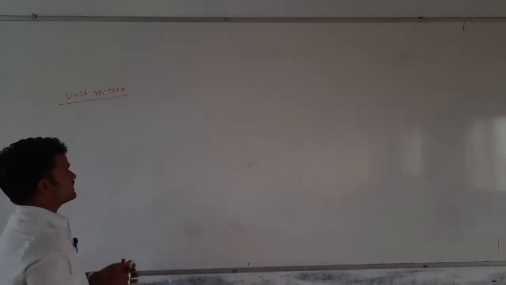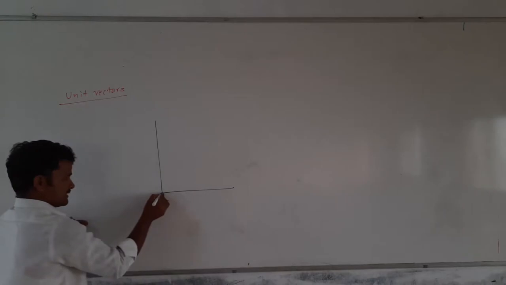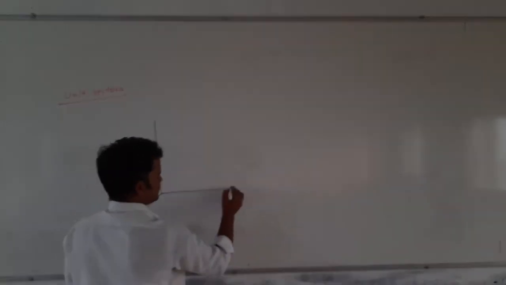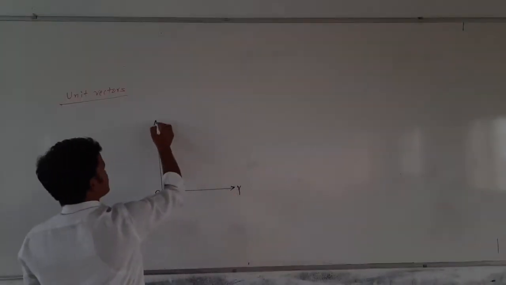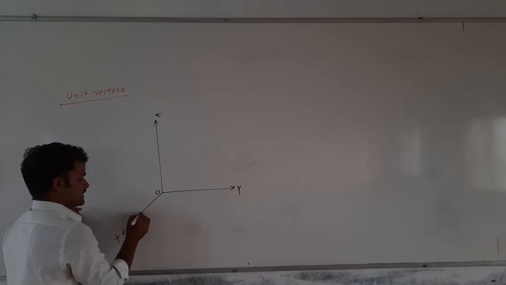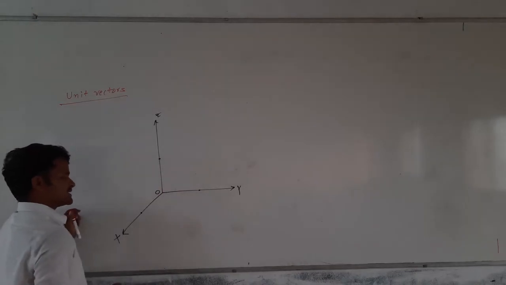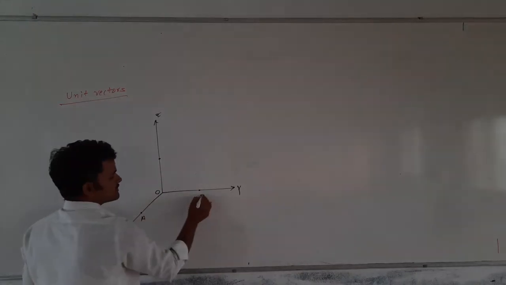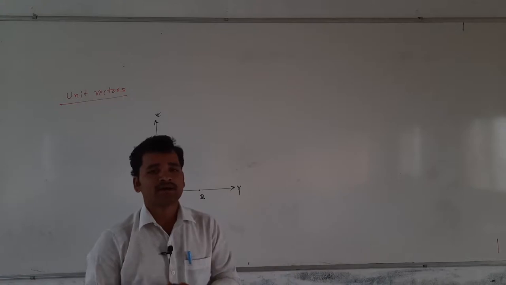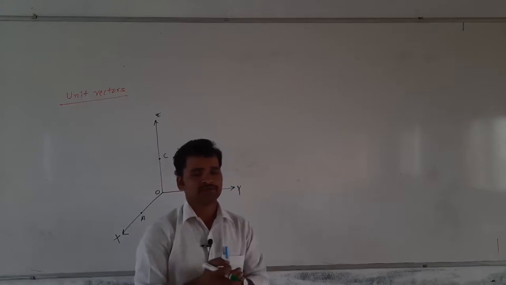See, I will consider a three dimensional plane. There is a three dimensional plane, it has three axes. This is the origin, the x axis, and the y axis. This is the z axis. Then let us have three points, one on the x axis, the second on the y axis, and the third on the z axis. All three points are at a unit distance from the origin, meaning the distance is 1 centimeter or 1 meter, one unit.